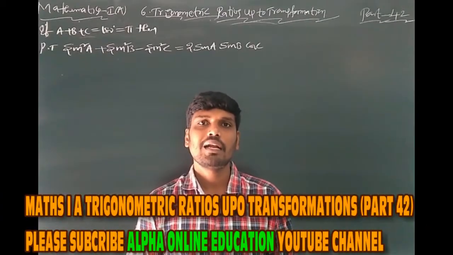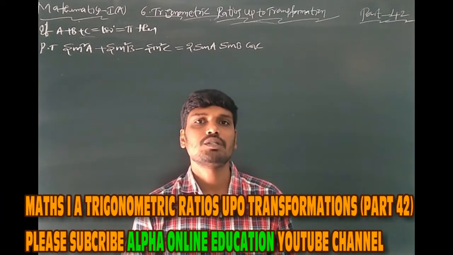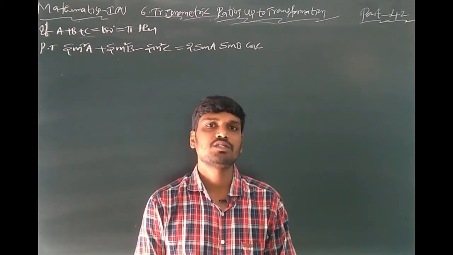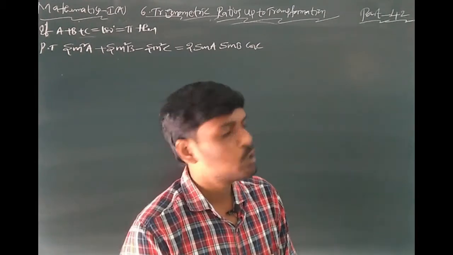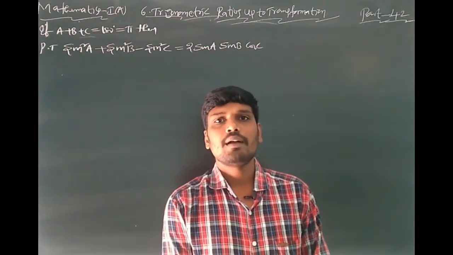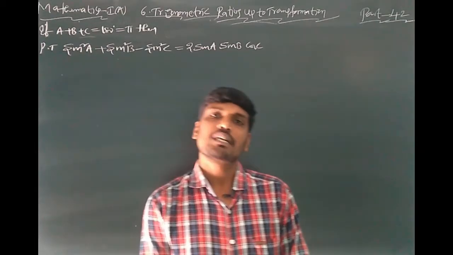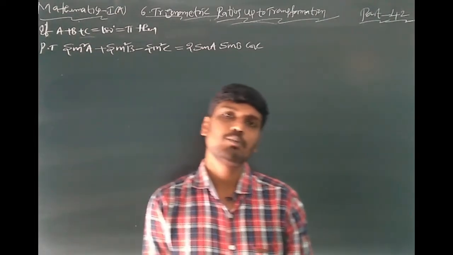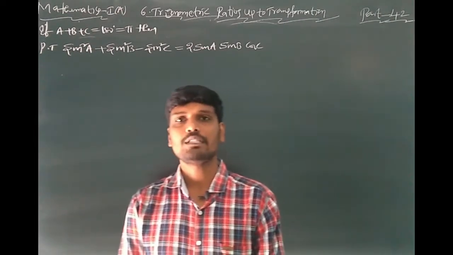Sixth chapter, trigonometric ratios up to transformation. This chapter belongs to Mathematics 1A, part 42. Each part completed carries 7 marks. Here also one more model, 7 marks, is explained.